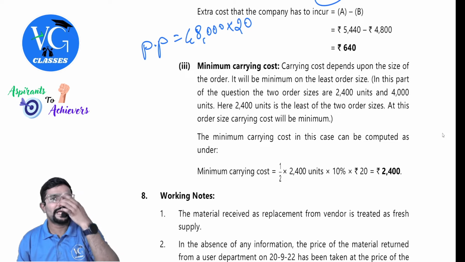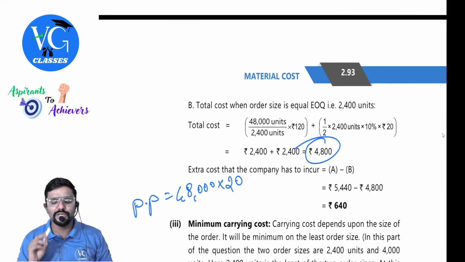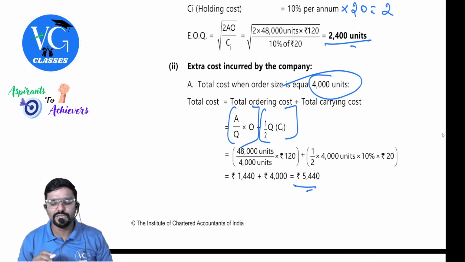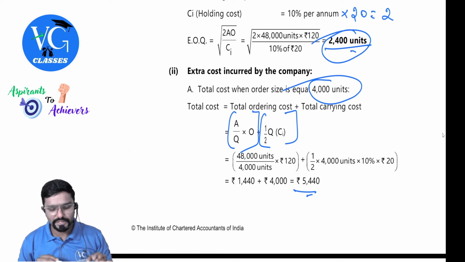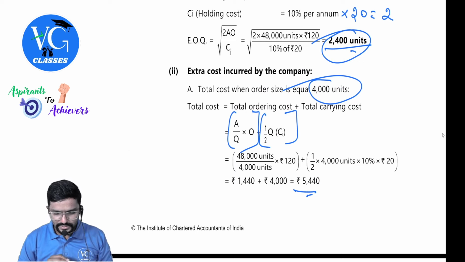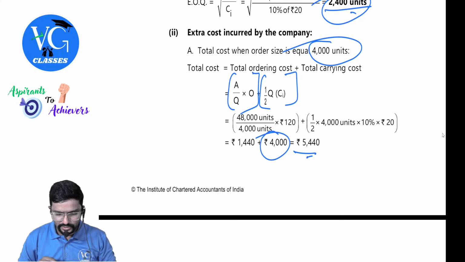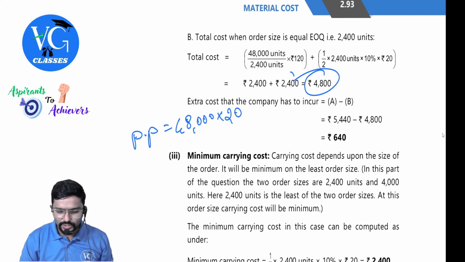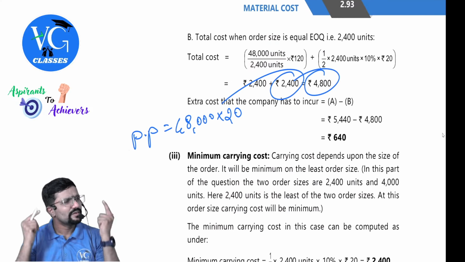They have also asked when the carrying cost is minimum. Guys, we have only two lot sizes here for this question. One is 2,400, one is 4,000. Where is the carrying cost minimum? Here it is 4,000 and here it is 2,400. Where is it minimum? EOQ.